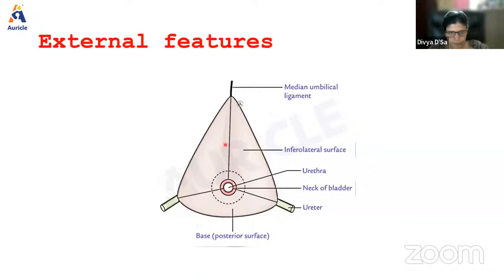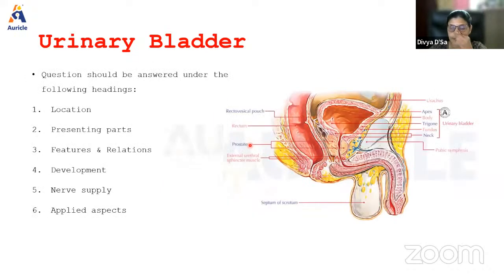Then the superior surface here, this is the superior surface. Superior surface is mainly triangular. If you see, it's triangular, and here this will be the superior surface. This will be the base of the bladder. This is the apex of the bladder. So the superior surface is covered by the peritoneum.